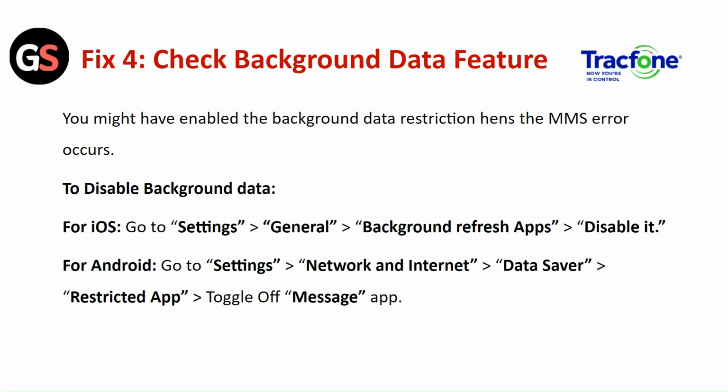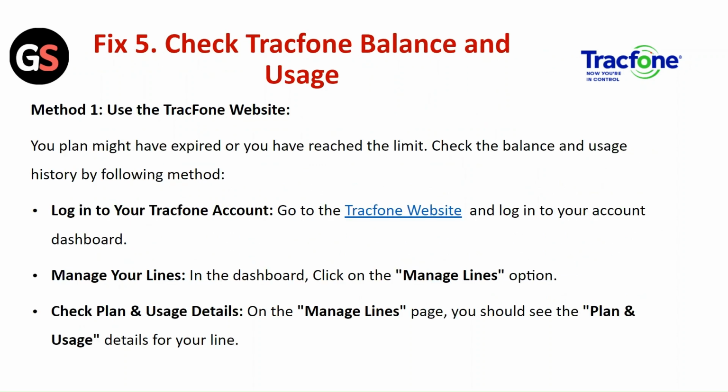Fix 4. Check background data features. You might have enabled the background data restrictions, hence the MMS error occurs. To disable the background data, for iOS, go to Settings and General, then Background App Refresh. Disable it. For Android, go to Settings, then Network and Internet, then Data Saver, then Restricted Apps and toggle off the Message app.